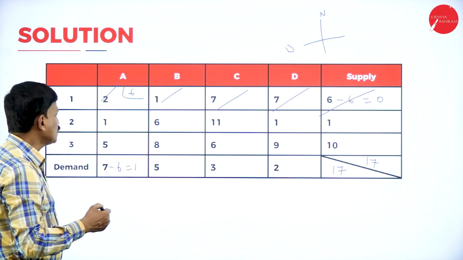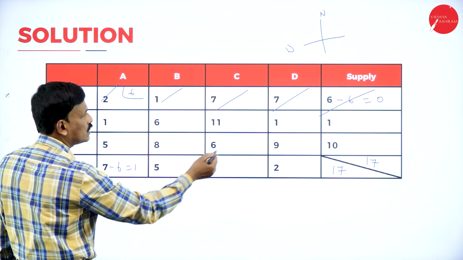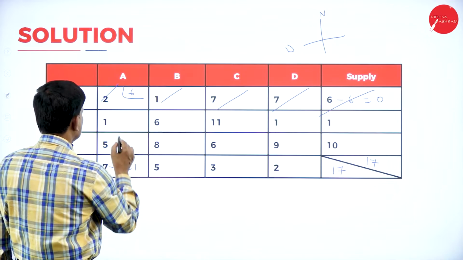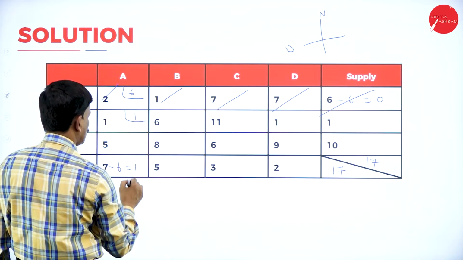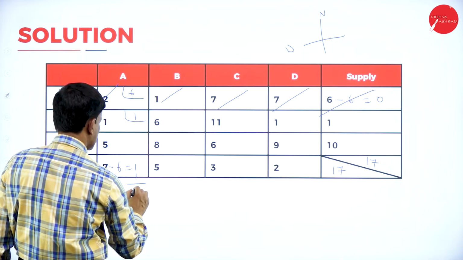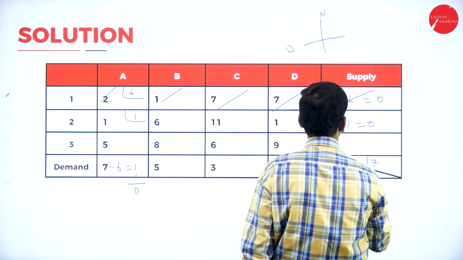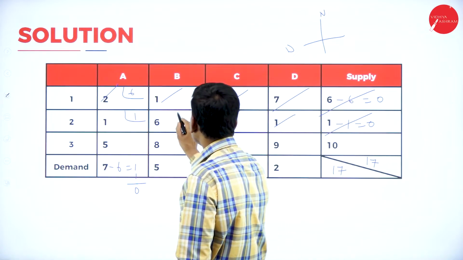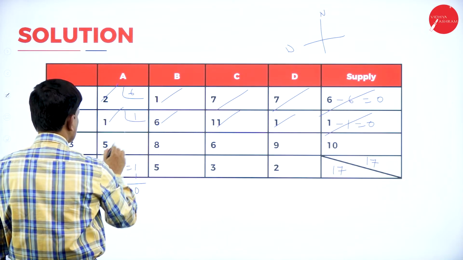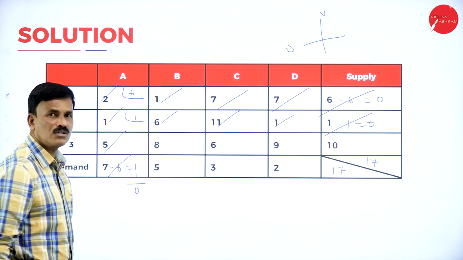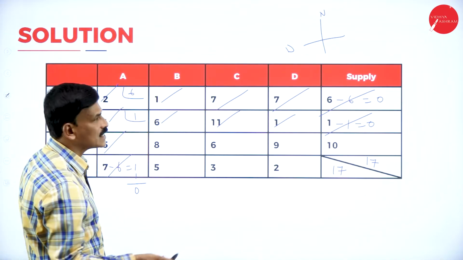The northwest element is 1, and what is the demand? Demand is 1 and the supply is also equal to 1. So we are going to allocate 1. 1 minus 1 is equal to 0. Here, 1 minus 1 is also 0. The entire row and column get cancelled. So this is also cancelled. Okay. Now let us come to the next element.